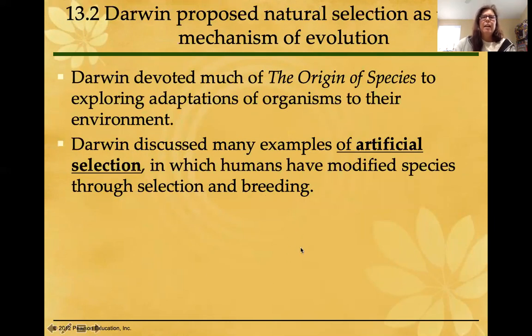So like I said, Darwin devoted almost 20 years after he got back to looking at specimens. I mean, he was just sending specimens to all these warehouses back in England. He had plenty of stuff to study while he went through. Darwin also discussed many examples of artificial selection in which humans have modified species through selection and breeding. And we can look at that.